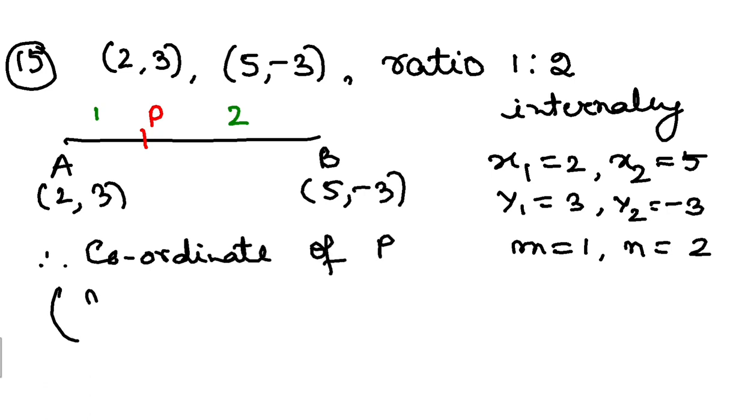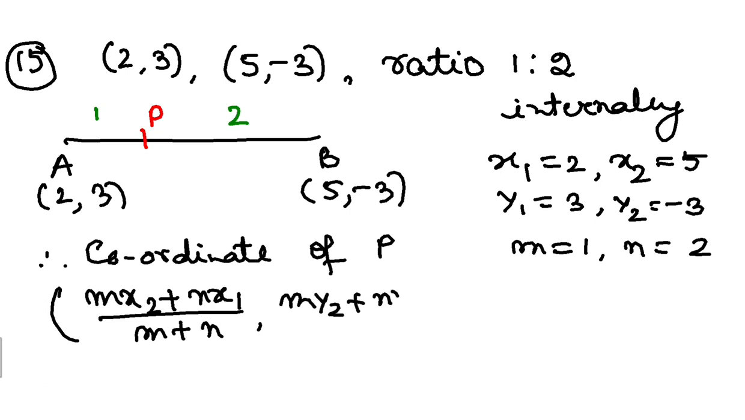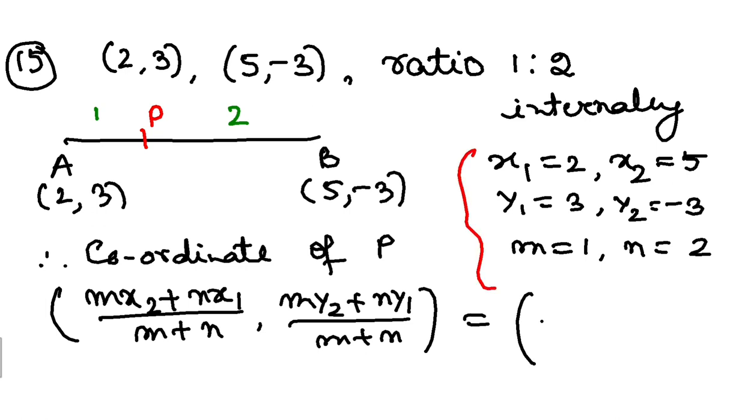formula is (mx2 + nx1), because it is internal division, so it will be plus, comma (my2 + ny1), divided by (m + n). So all the values are given over here. You can put all those values and calculate. The final value that you should get is (3, 1). Alright, already done in class 10. Just a revision. That's 15.1 I have discussed. Now let's move on to 15.3.